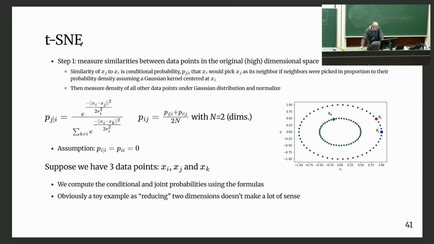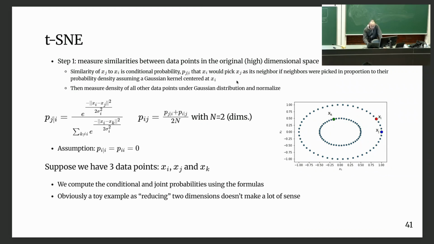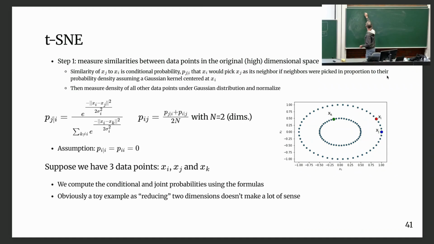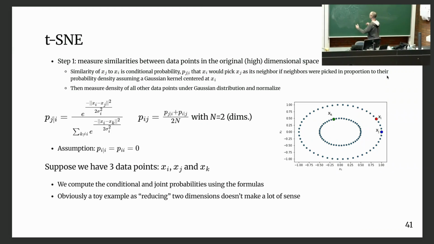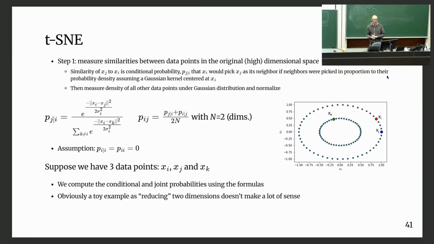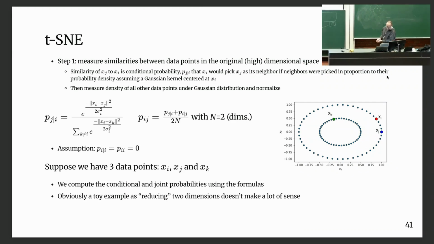So step one, we are going to measure similarities between data points in our original high dimensional space. The similarity of a point xj to xi is the conditional probability, p(j|i), that xi would pick xj as its neighbor if neighbors were picked in proportion to their probability density, assuming a Gaussian kernel which we have centered around this point xi. So basically, the way we calculate this metric p(j|i) is we look at i, we plot a Gaussian around it, and based on that distribution, we see how close j is to i. So the further away, the more this will go to 0, right? And of course, you'll have to play a bit with your bandwidth setting, what this Gaussian actually looks like, that we come to in a second.